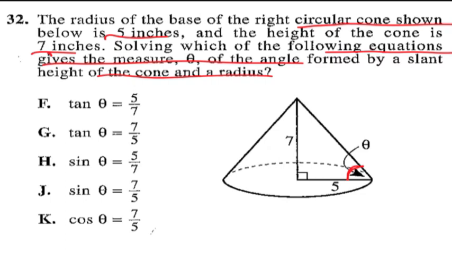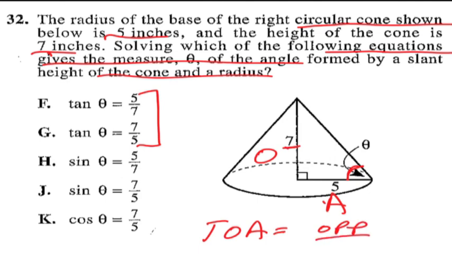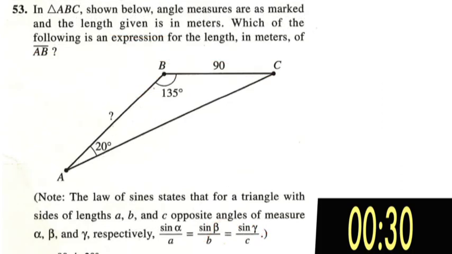So once again, they have given us the opposite and they've given us the adjacent. So we're going to be using the tangent function, which means it's got to be one of these two. So tangent, remember on our TOA, is equal to opposite over adjacent. So if my opposite is 7 and my adjacent is 5, it's going to equal 7 over 5, making G the answer to 32.